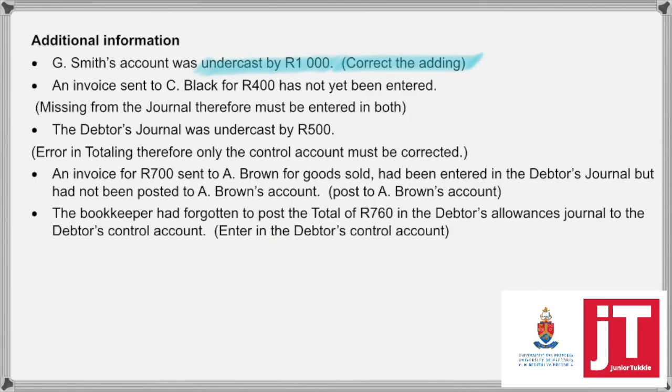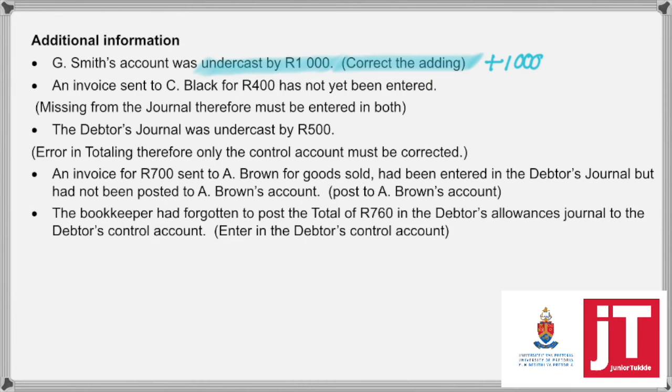So the first transaction says, additional information: G. Smith's account was undercast by 1,000 Rand. So in other words, the debtor's account was under. So we have to add by correcting. Now, normally, I've just added this bracket here to show you what to do, but it obviously will not be part of your activity. So what should we do now? Fix the under by correcting the adding. So we have to correct the adding in the debtor's account because the mistake was in the debtor's account. So we have to correct only the list. So you're going to add 1,000 Rand in the list.